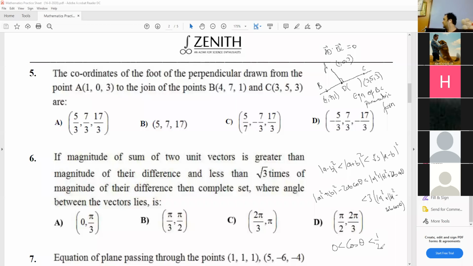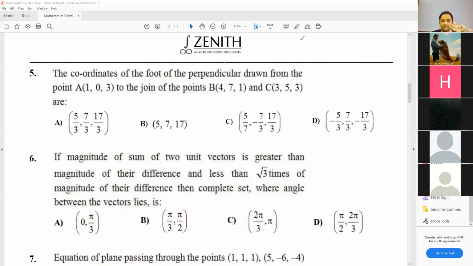So if cos theta lies between 0 and half, what would theta lie between? Pi by 3 to pi by 2. Pi by 3 to pi by 2. Okay? Okay, moving on to the next question.